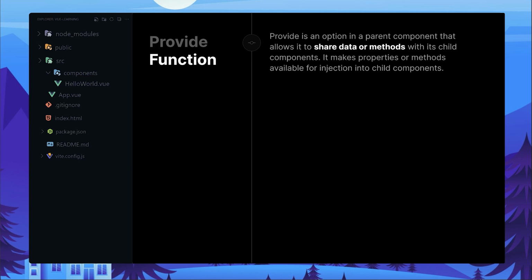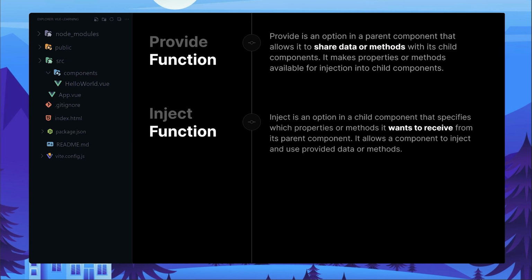Provide is an option in a parent component that allows it to share data or methods with its child components. It makes properties or methods available for injecting into the component. So that was it about the provide function. Let's talk about the inject function. Inject is an option in a child component that specifies which properties or methods it wants to receive from the parent component. It allows a component to inject and use provided data or methods.